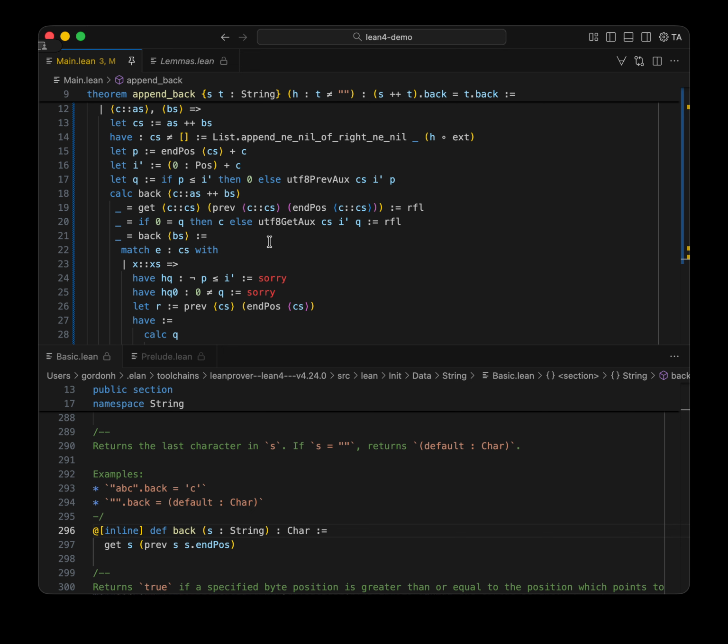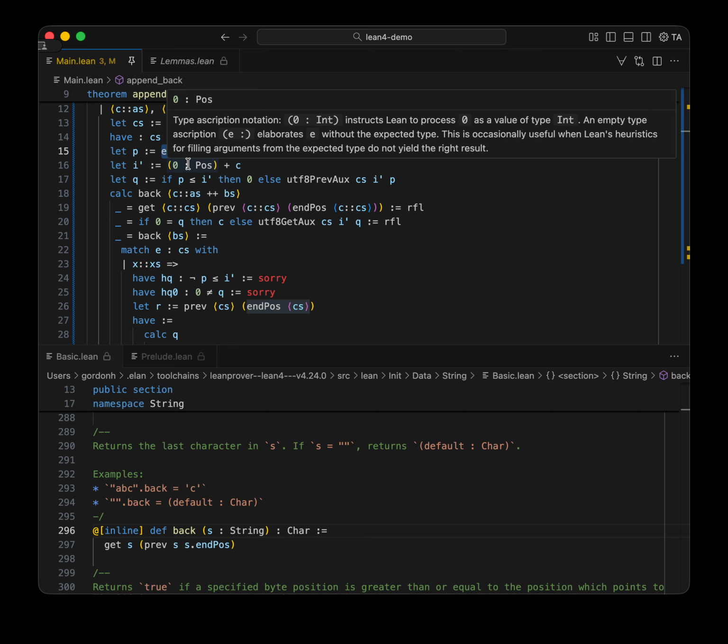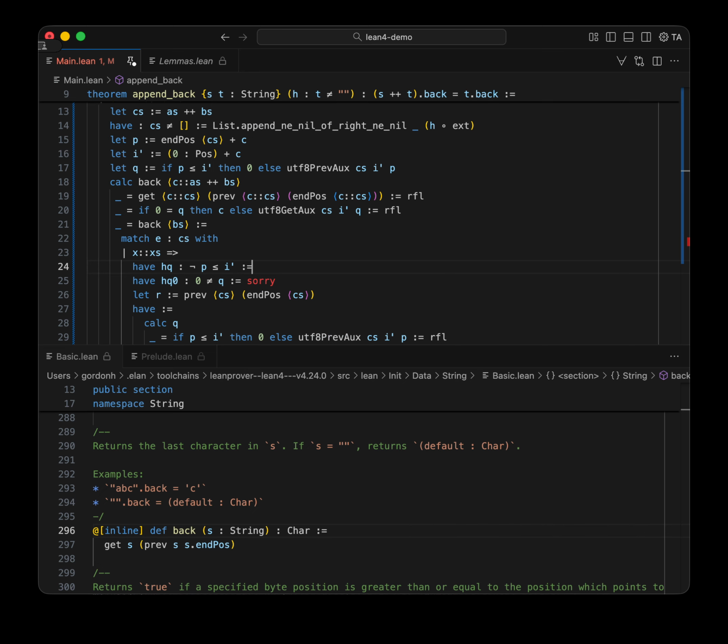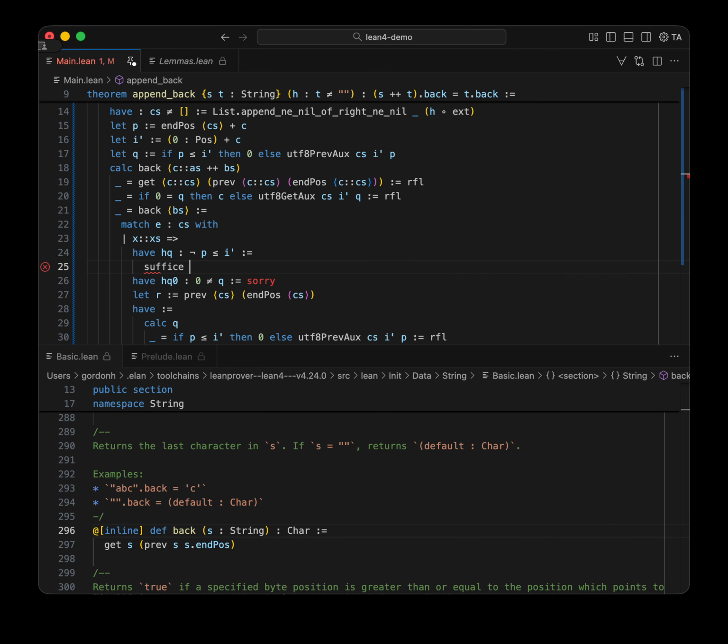Okay, but remember that CS is not empty, making this positive, so it would always be greater than I prime. So suffice to show we have P greater than I prime.